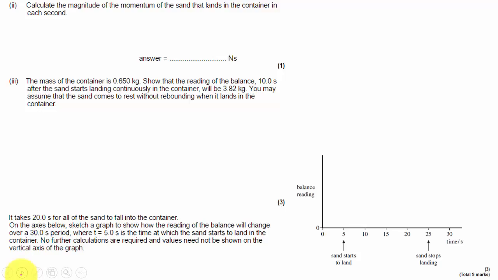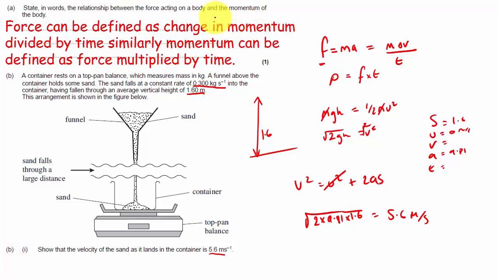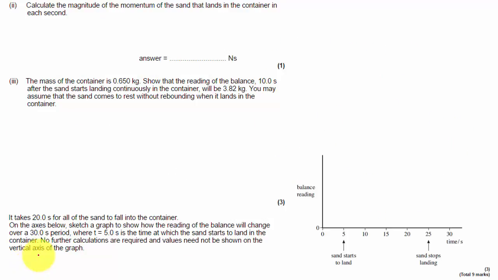Right, next part of the question. Calculate the magnitude of the momentum of the sand as it lands in the container each second. You can see the examiner is trying to lead us into thinking about something here. They've got us to define force in terms of momentum, mv over t. Now they're telling us about momentum change per second, which essentially is force, which will help us answer the next bit of the question. So let's do this bit.